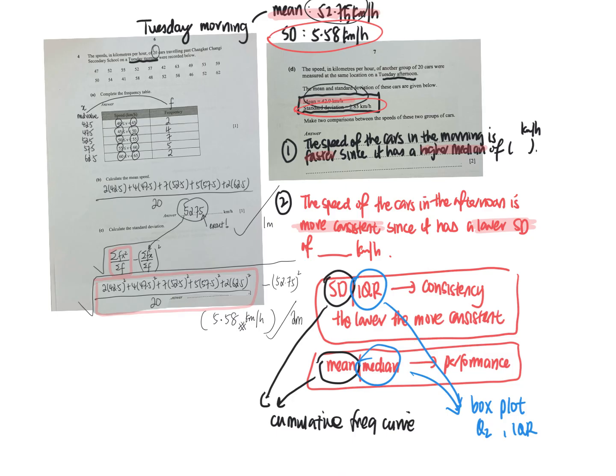This one is like, I don't know why, cannot read properly. So this one, make sure you know how to comment on the difference. Usually O-level will ask you for 2 comments. It is performance and consistency.